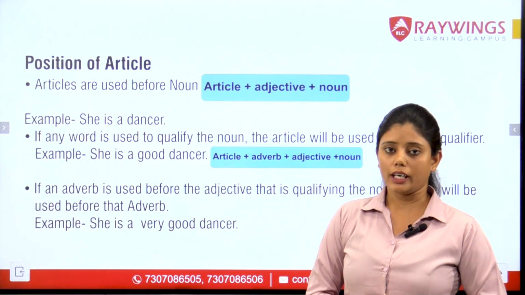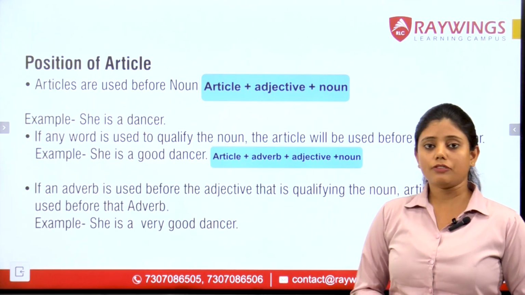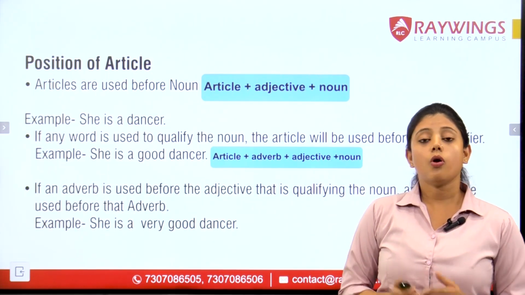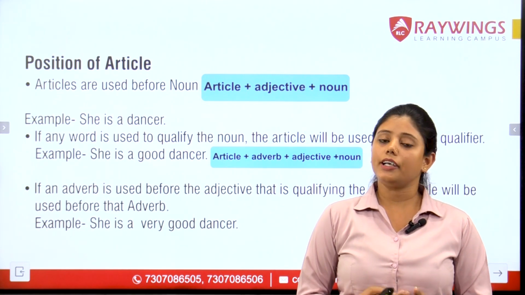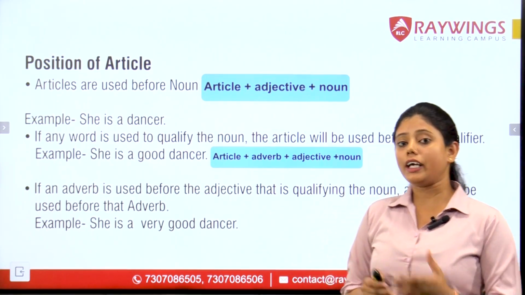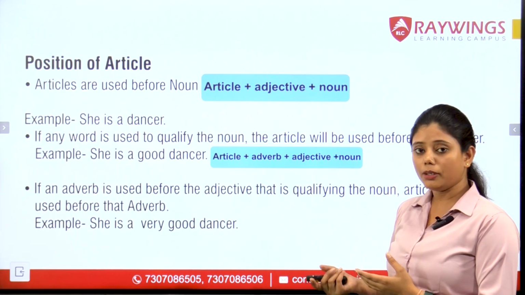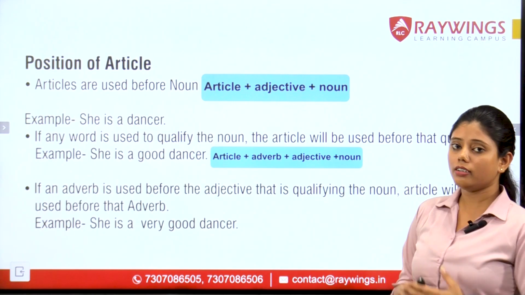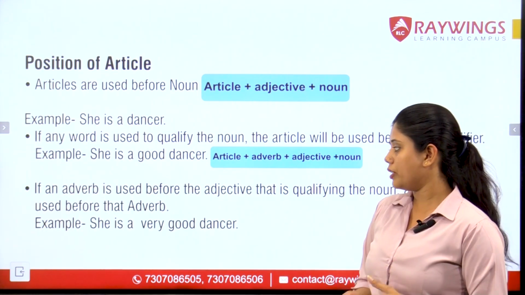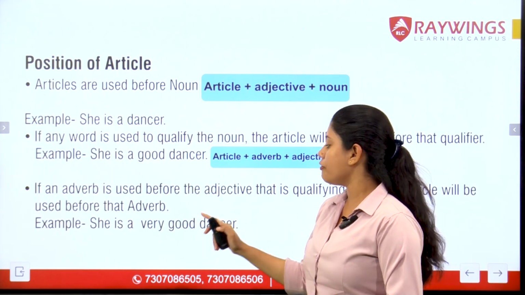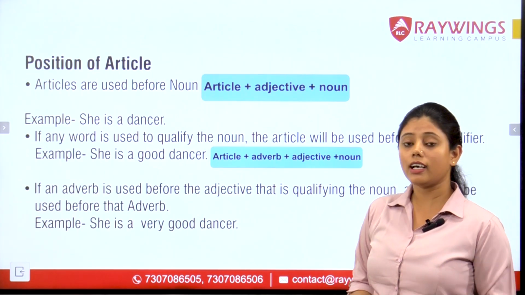So the last rule says that if there is any adverb and adjective combination before the noun, always remember you will use the article before that adverb and adjective combination. Right? So the correct format will be: firstly you will put the article, then the adverb, then the adjective, and then the noun for which we are using the article. Right? So the example is she is a very good dancer. Here the noun is exactly the same, that is dancer.